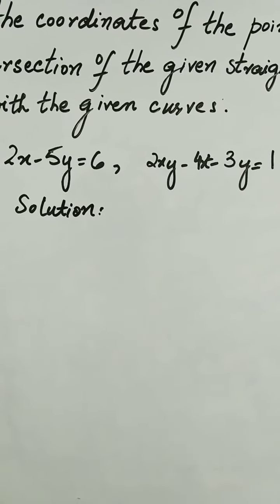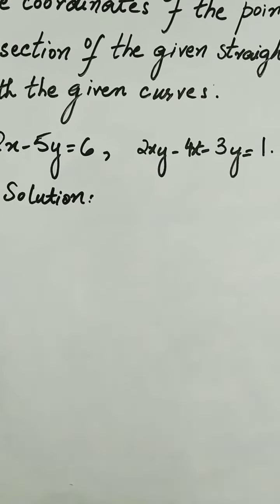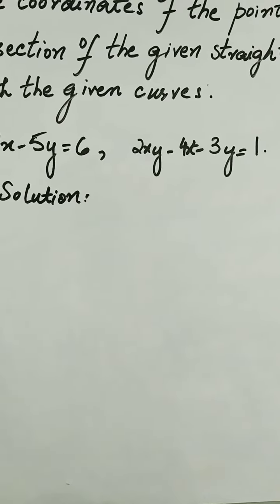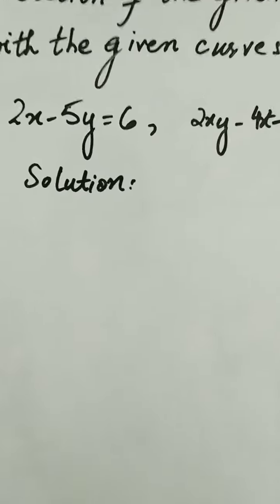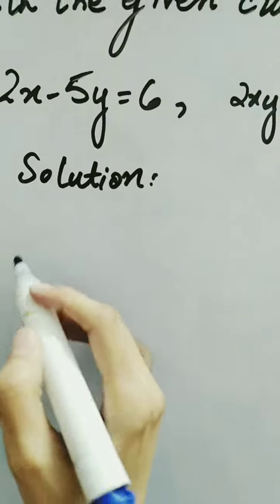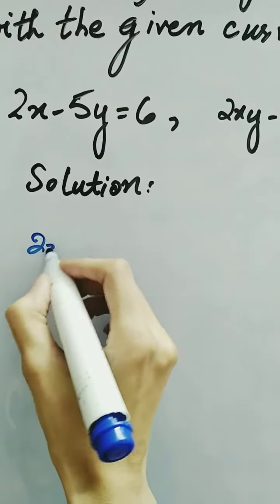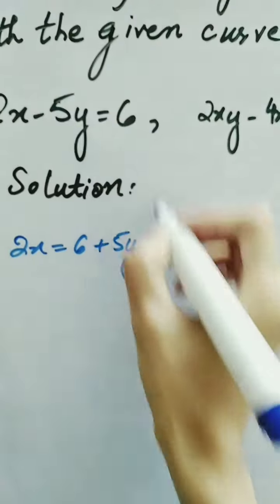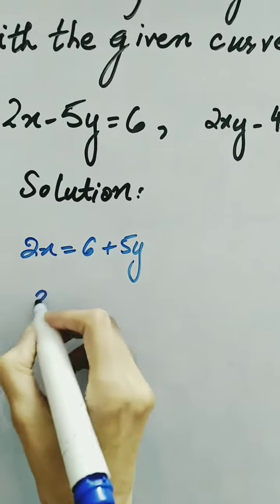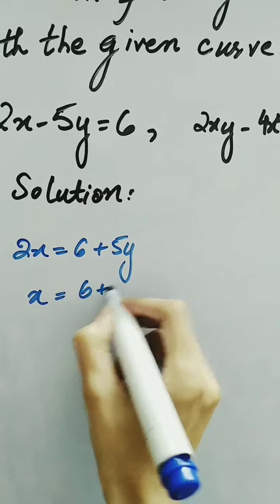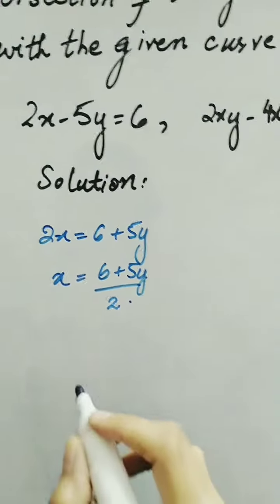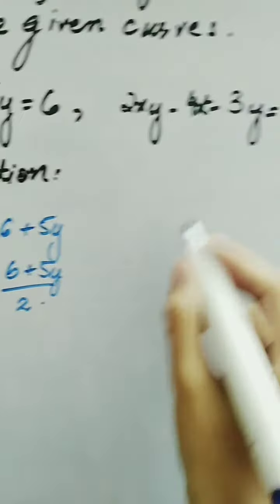Now look at another pair of equations. We have here 2x minus 5y is equals to 6, and 2xy minus 4x square minus 3y is equals to 1. First we will derive the value of x from this equation. Now we will have 2x is equals to 6 plus 5y, as we have just shifted this expression here and its sign becomes positive. Now we have x is equals to 6 plus 5y over 2. Now we will put this value of x in the other equation.